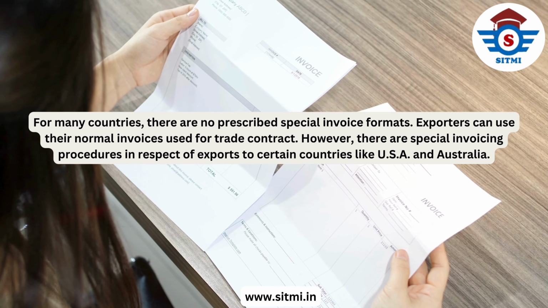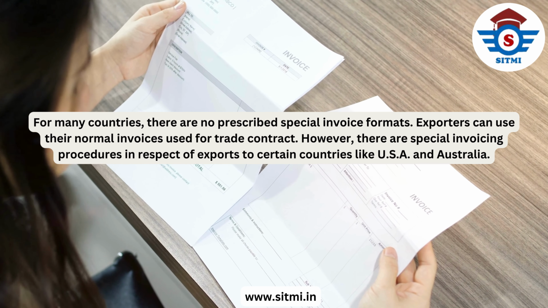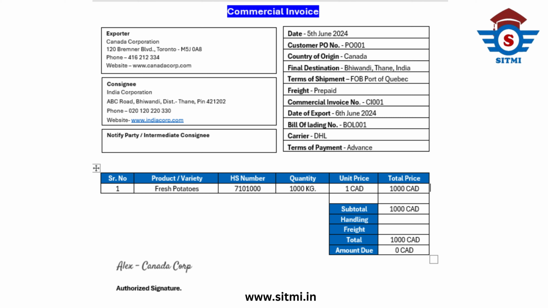Now let's understand what is included in a commercial invoice. Here's what is typically included. First one is seller and buyer information. The commercial invoice includes the names, addresses, and contact information of both the seller, who is the exporter, and the buyer, who is the importer. The second one is invoice number. Each commercial invoice is assigned a unique identification number for tracking and reference purposes. This helps both parties easily identify and manage the invoice.